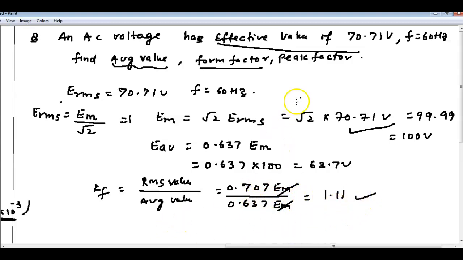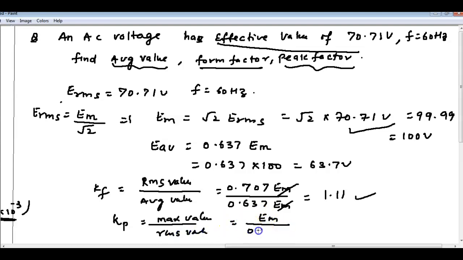And last is peak factor. So maximum value by RMS value. Maximum is your Em and RMS is 0.707 Em. So Em will get cancelled, and you get 1.414. Any doubt till here?